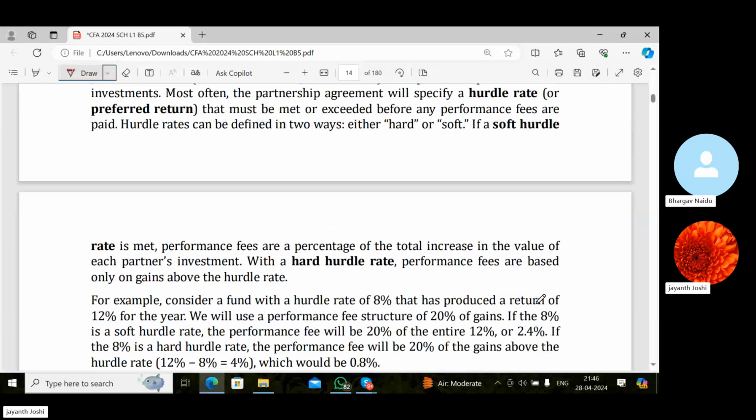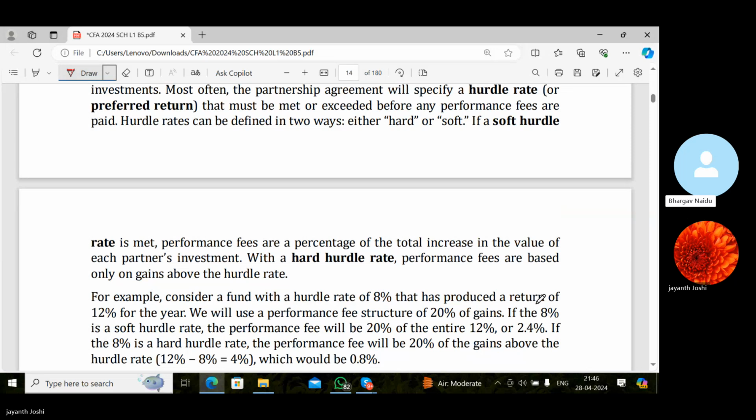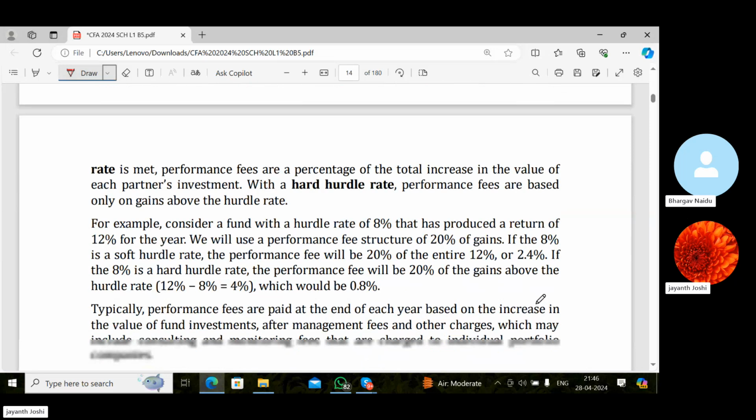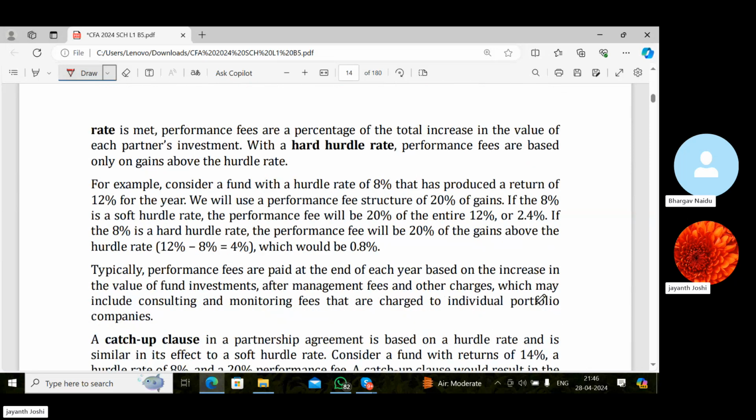So what is a soft hurdle rate? Performance fees are a percentage of the total increase in the value of each partner's investment. That means how much the partner's investment has increased, and on that they will be getting fees. A hard hurdle is nothing but fees after reaching the minimum returns. Minimum returns is what we expect, but the increase in value is also a factor, right?